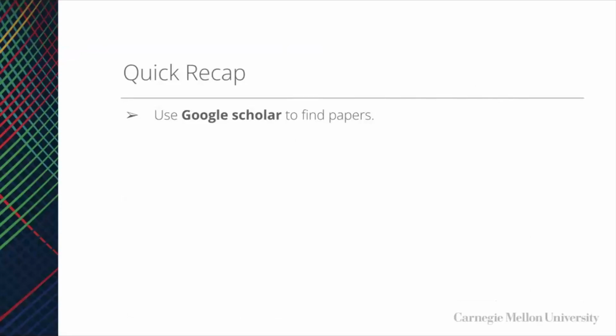Let's do a quick recap of this recitation. Use Google Scholar to find papers. Skimming papers would include going through the abstract, introduction, looking at the figures, and reading the conclusion and discussion of the paper.